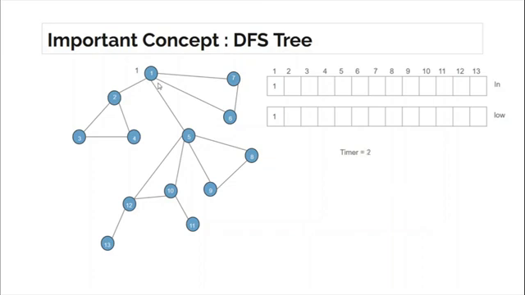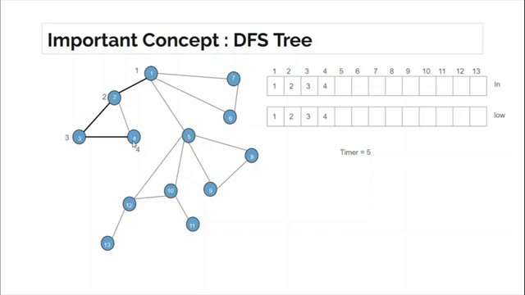Now from node 1, suppose we made a DFS call to node 2, so the in time and low time of node 2 would be equal to the timer, and we increment the timer. From node 2, suppose you went to node 3, so in time and low time of node 3 is 3, and we incremented the timer. Suppose from node 3 we went to node 4, so in time and low time of node 4 would be 4, since the timer was 4, and then we incremented the timer.